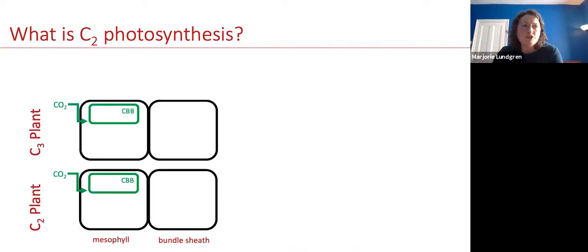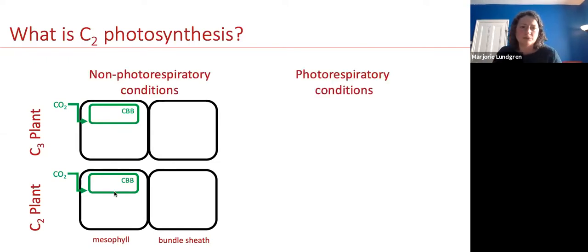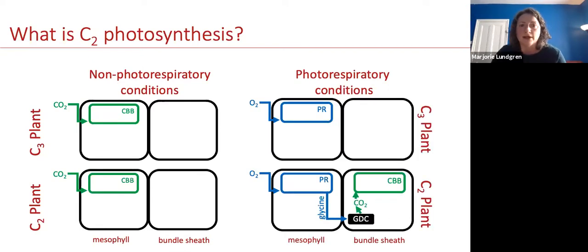Right. So C2 plants act just like C3 plants in that they do the Calvin-Benson-Bassham cycle, or the Calvin cycle, in the mesophyll cells. But that's really just under non-photorespiratory conditions. When you get under photorespiratory conditions, that's when you start seeing differences between C3 and C2 plants. C2 plants will take up oxygen, and that kicks off the process of photorespiration. In a C3 plant, that happens entirely within the mesophyll cells. But in a C2 plant, they start the process of photorespiration in the mesophyll cells, but then the resulting glycine accumulates in the mesophyll cells.